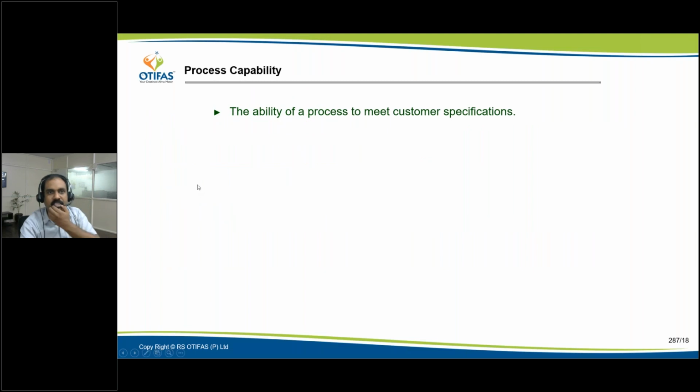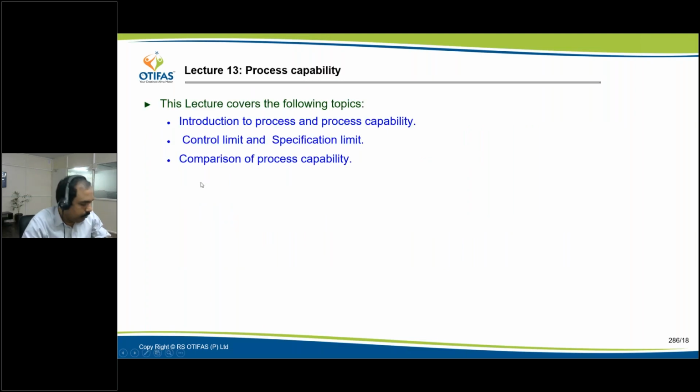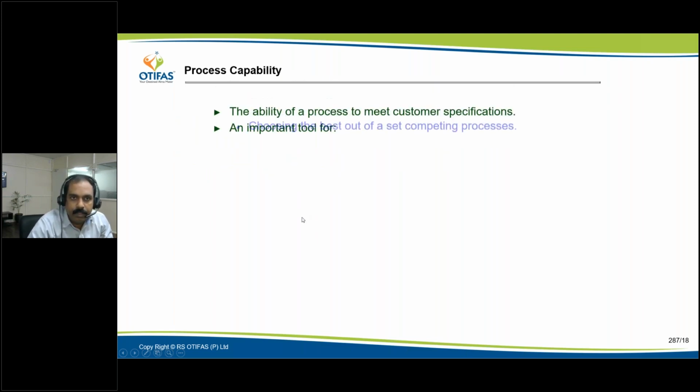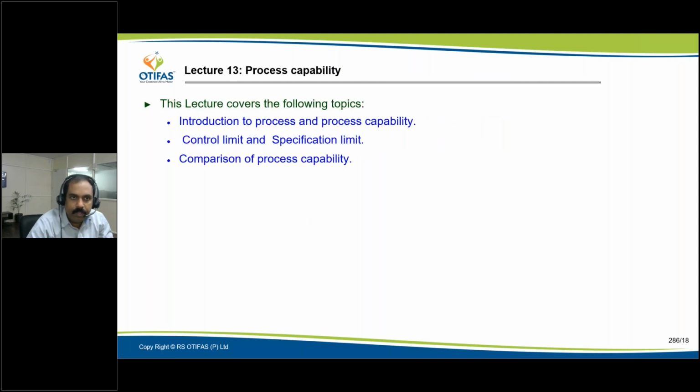Now let me come to process capability. This is also important. We have 15 minutes more time, so let us do process capability. What is process capability? Before that, we have to understand two things: control limit and specification limit. I had said in my first lecture, control limit and specification limit. Specification limit is given by the customer. Now, what is control limit and who gives the control limit?